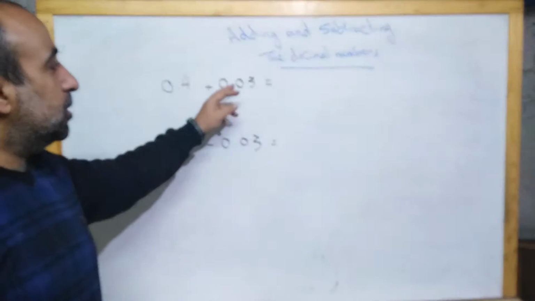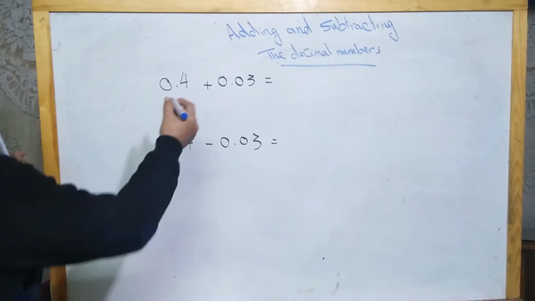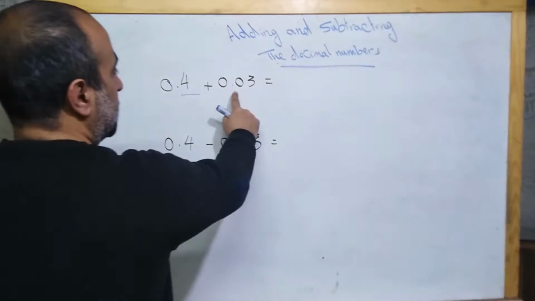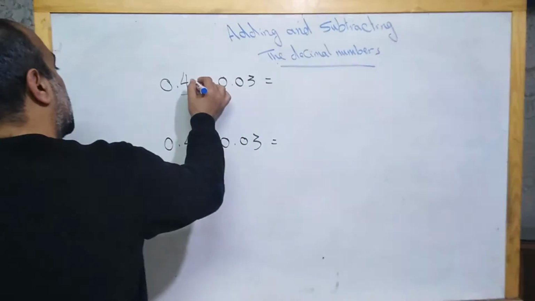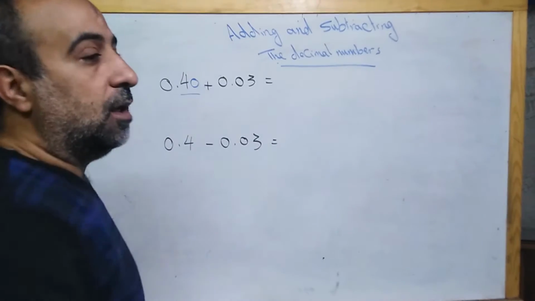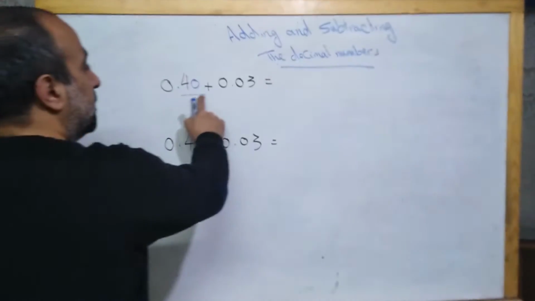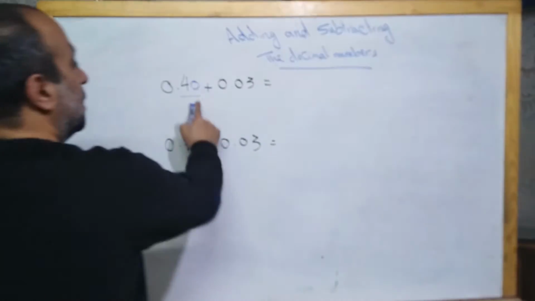0.4 plus 0.03. How many decimal places? There is one decimal place. 0.03, two decimal places, so we will put 0 in this place. And now 0.40 plus 0.03.